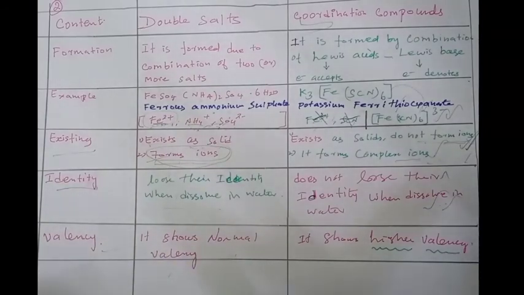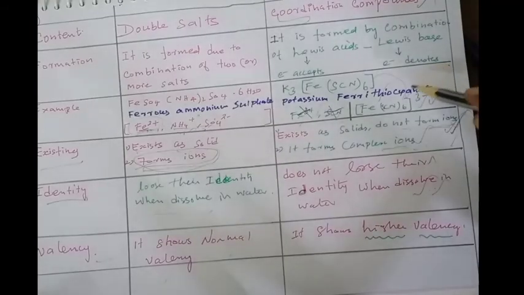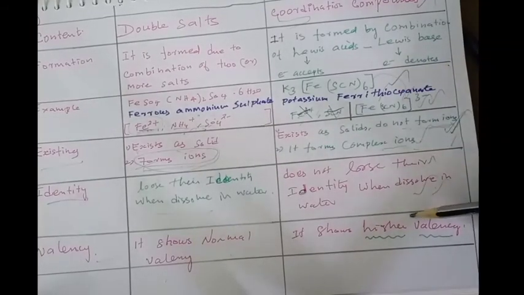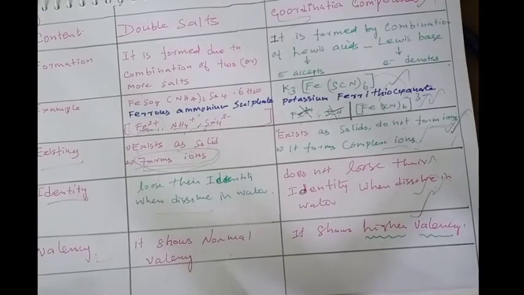But in a coordination compound, it shows the higher valencies, the maximum valencies. Sir, how to find the valencies? I will teach you in an upcoming video. While writing the IUPAC name of a coordination compound, this valency totally belongs to the oxidation number. Don't bother about it, students. Definitely I will explain how to find valencies in coordination compounds.